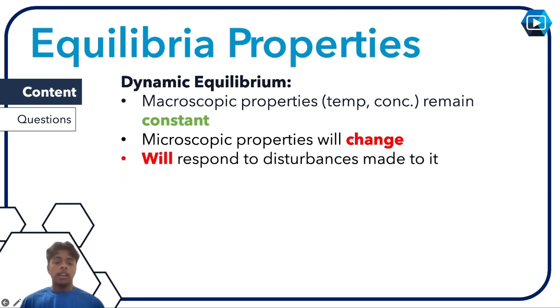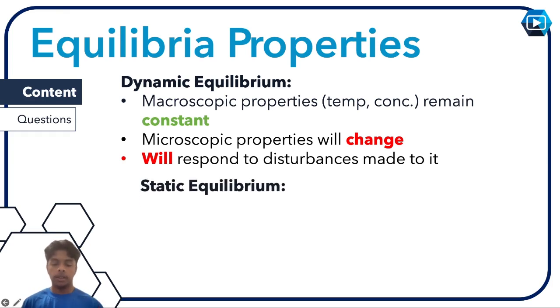The other thing is that dynamic equilibrium will respond to disturbances made to it. We'll look at this in more detail later on, but the key thing to know is that dynamic equilibrium will respond to disturbances. This refers back to the previous example I gave, where, for example, if we increase the temperature, increase the concentration of one of the products, or add in more reactants, these will all change the dynamic equilibrium and it'll respond to any disturbances that we make towards it.